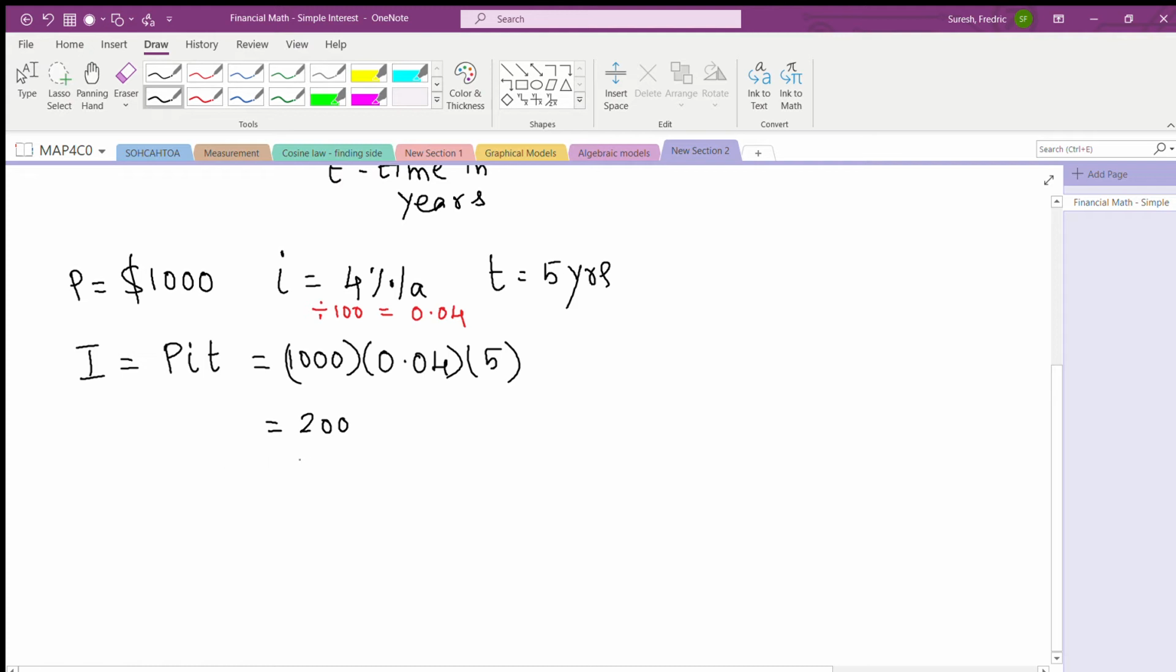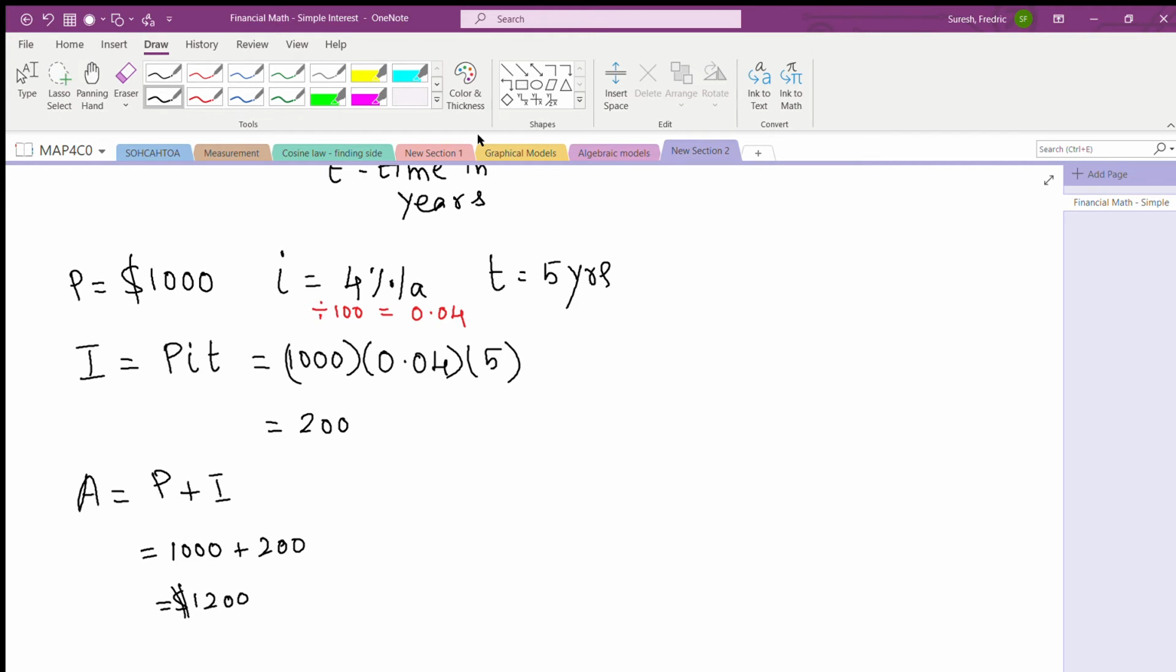But this is not the only amount you need to return to your dad. The total amount that you will return would be the money that you borrowed, that is P, and the interest on the money that you borrowed. So that is going to be $1,000 plus $200. So you will return $1,200 to your dad.